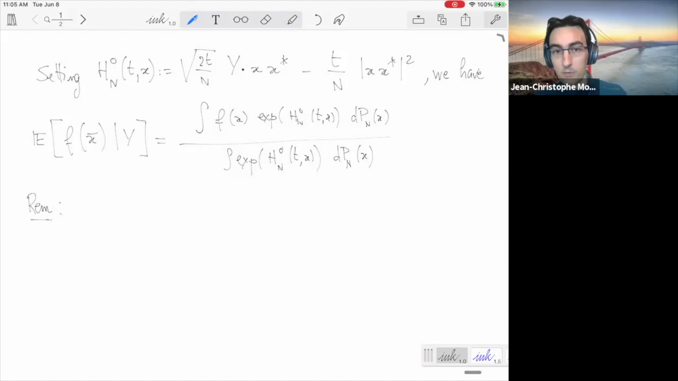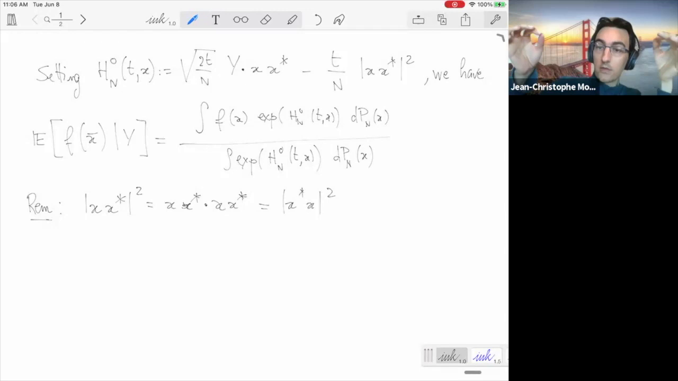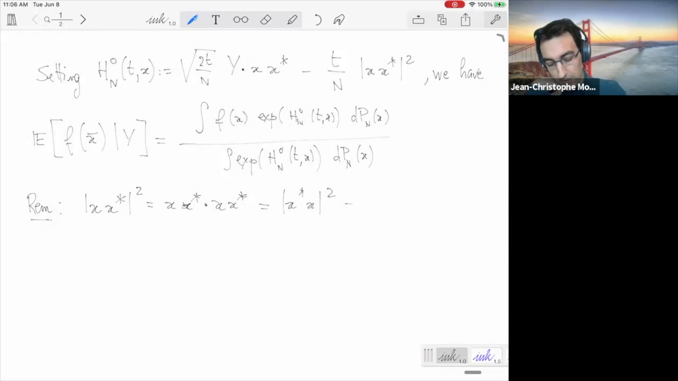So for instance, when we have x x transpose squared, by definition this is x x transpose dot x x transpose. And transpose is that thing which, if you move it to the other side of the scalar product, you remove the transposition. So if I move x star to the right and x to the left, I get that this is the same as x star x squared. And x star x is the norm of x squared. So this term is the same as the norm of x to the power of 4.